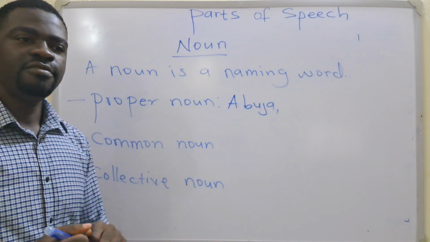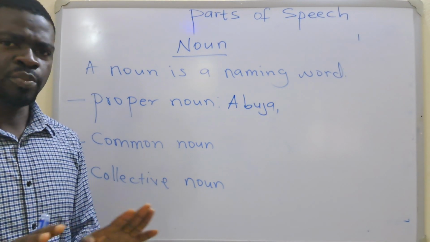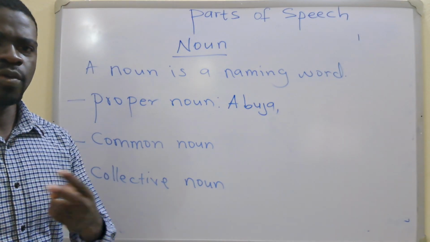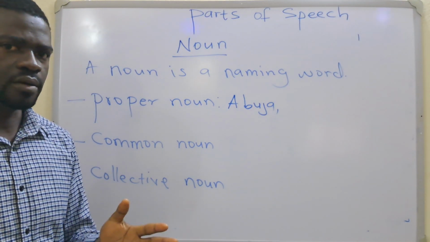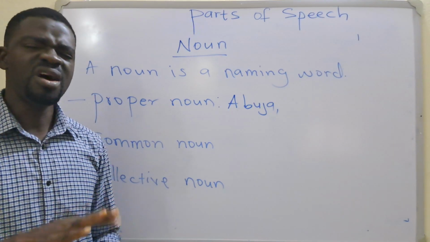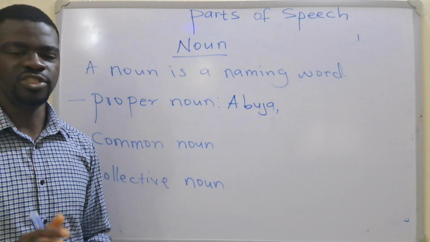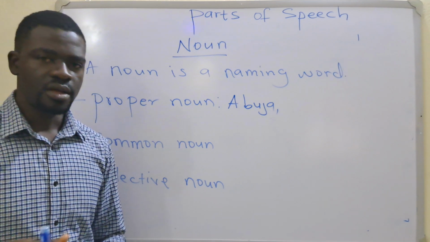You also have days of the week. All the days of the week are proper nouns. Monday, Tuesday, Wednesday, Thursday, Friday, and on and on. They are all proper nouns. You also have months. All the months of the year are proper nouns. January, February, and so on.